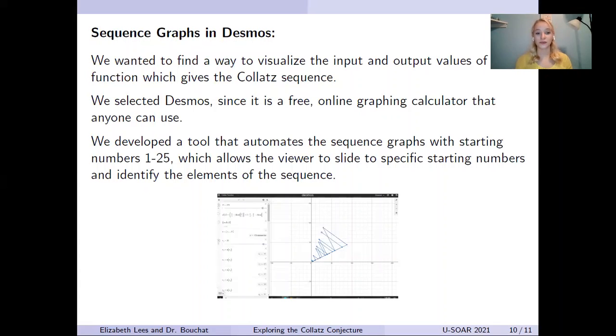One of the things we worked on this summer was a way to visualize these sequence points and the input and output values as graphs. We wanted it to be in a way that other people could use, that was easy to access and user-friendly. So we decided to do this in Desmos because it's a free online graphing calculator that anyone can get to. We were able to develop a tool that automated those graphs for starting numbers 1 to 25. It's pretty cool. There's a slider you can use, and we're going to look at it. But yeah, let's just look at it.